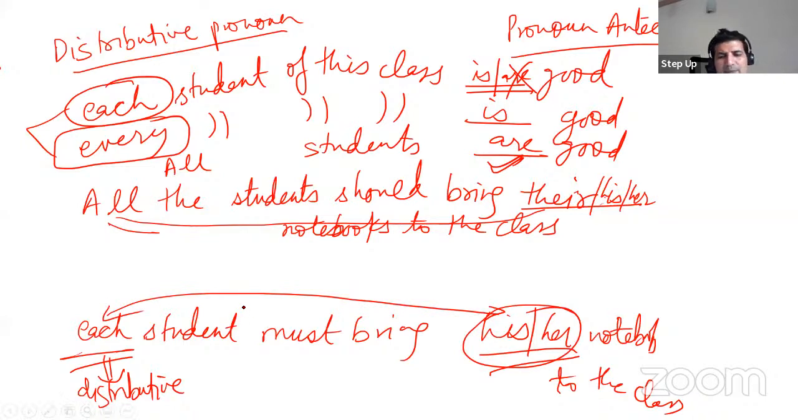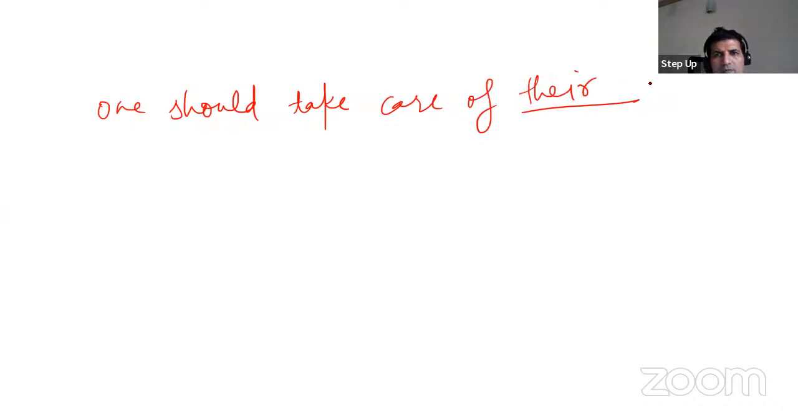Understood? Like for example, at the railway station, we say, one should take care of their belongings. Do you think this sentence is correct or incorrect? What do you think about this sentence? One should take care of their belongings. This is an incorrect sentence. Incorrect. Because why should one take care of their belongings? Why should one person take care of everybody's belongings? One should take care of one's belongings.